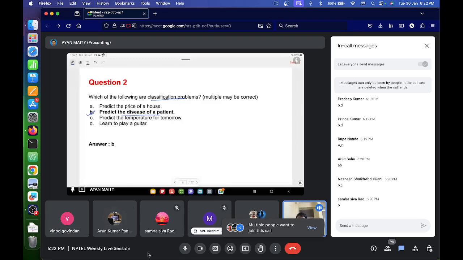And option D is learn to play guitar. Learning to play guitar is not a classification problem or even a regression problem. This is not a supervised learning problem actually. It is also not an unsupervised learning problem. This is a reinforcement learning problem where you interact with the environment and get positive or negative rewards. Based on that, you learn to play guitar. So this is a sequential process, and it cannot be learned as a classification or a regression problem. So this is a reinforcement learning problem. That's why option B is the only correct answer here, classification problem.